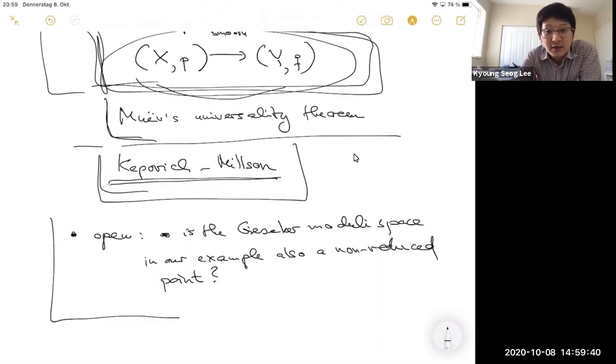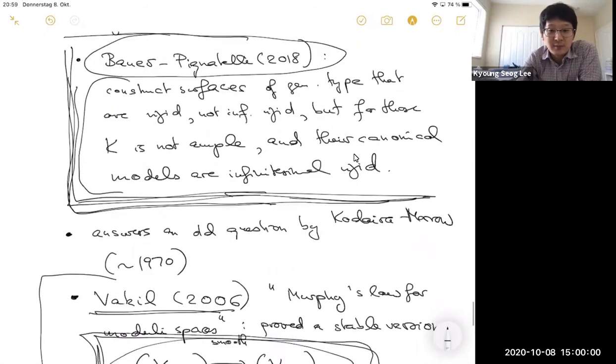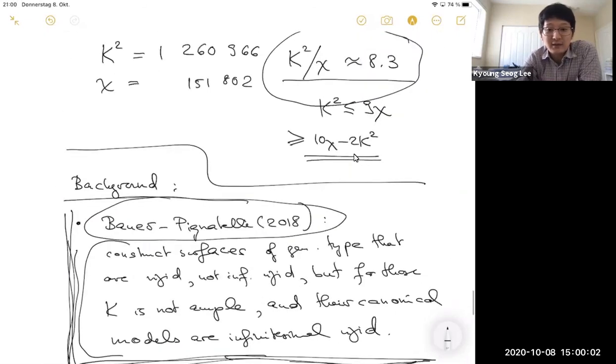So is there any question? So can I ask you a very naive question? So your ratio between the K squared and the chi is quite high, I think 8.3. So yes. As you know, this fake projective plane is always 9.